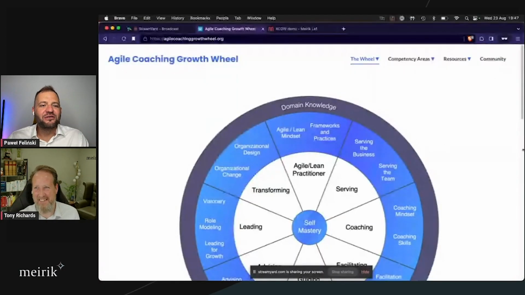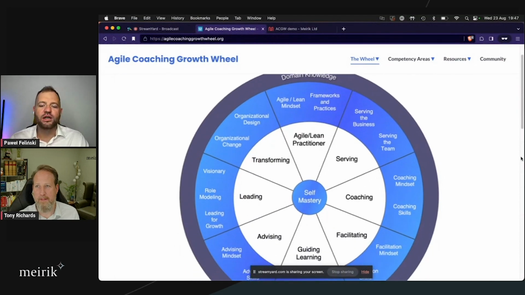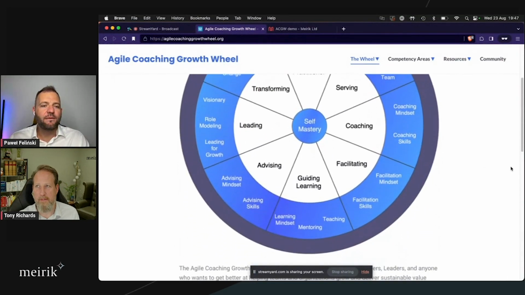All right, let's take a look at a few examples of how it could be used in practice. What I'm going to do right now, I'm going to share my screen. Bear with me. This is the first time I'm doing it using the webinar, but here you've got it. If you go into your browser and type agilecoachinggrowthwheel.org, you will land on a page where everything we said, and even more, is listed.